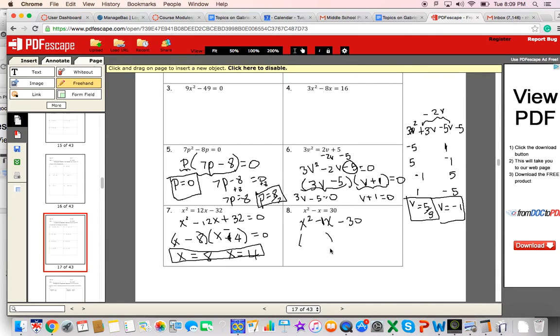So we're going to separate our x's. And so the two numbers that multiply to give you negative 30 and add to give you negative 1 are minus 6 and plus 5, which means that either x is equal to 6 or x is equal to negative 5. And those are our two answers. And that's quiz 12. And we're going to keep moving forward.